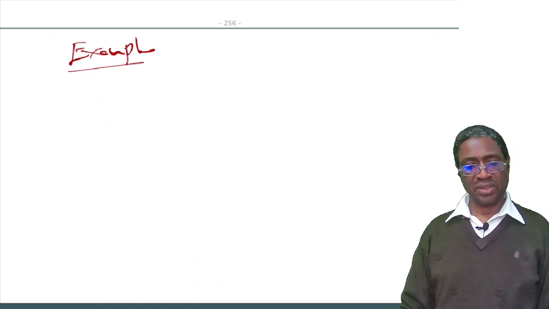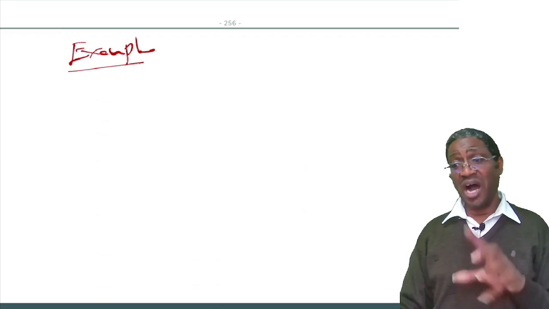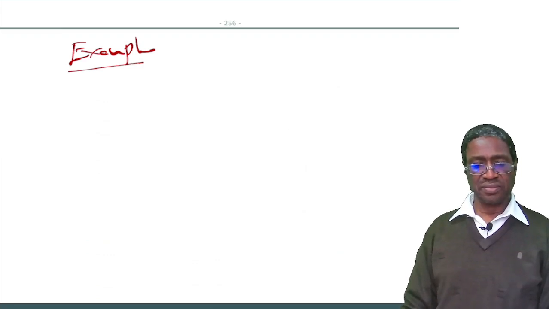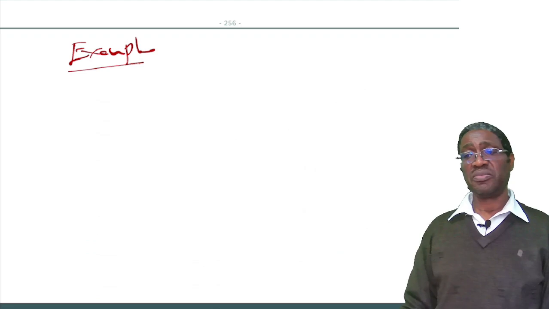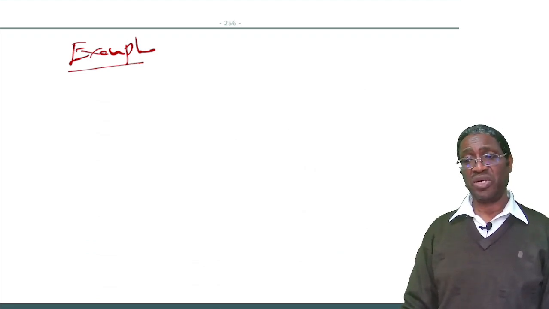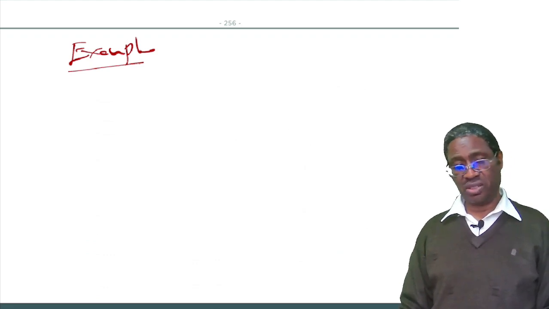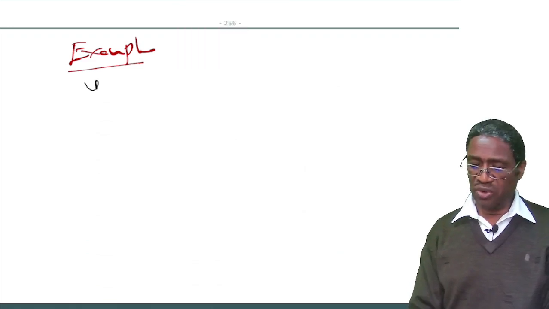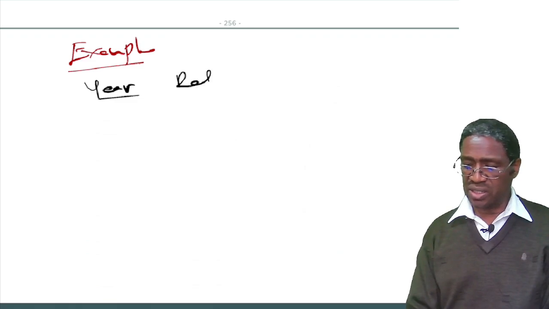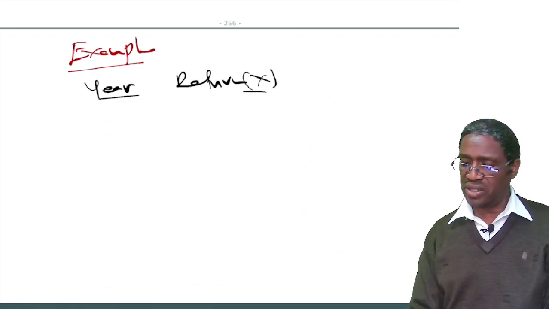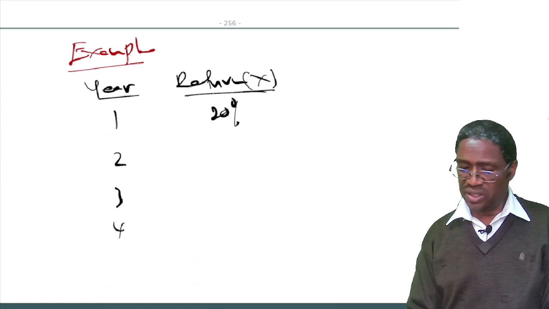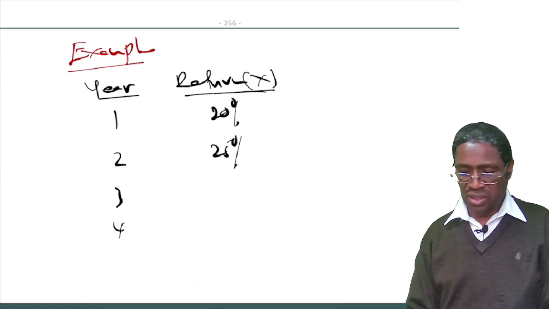Say this: determine the average rate of return from the following returns of security X. We have the column for the year, and the returns, which we shall call X. Year 1, year 2, year 3, year 4. So put 20%, 25%, 28%.